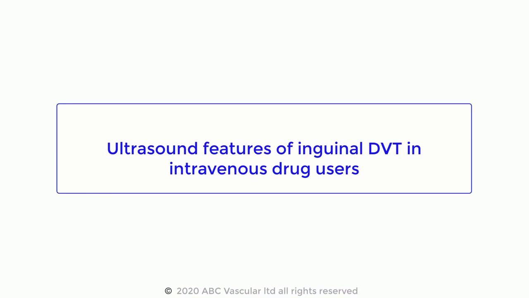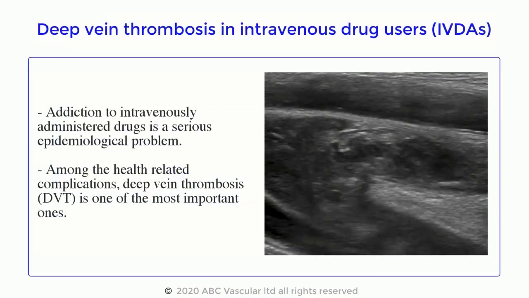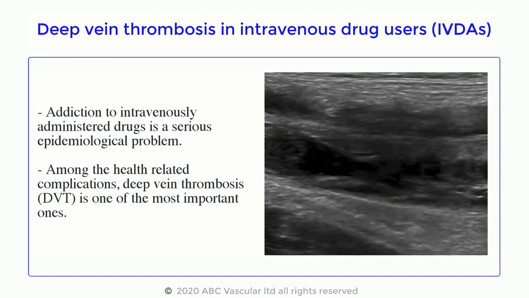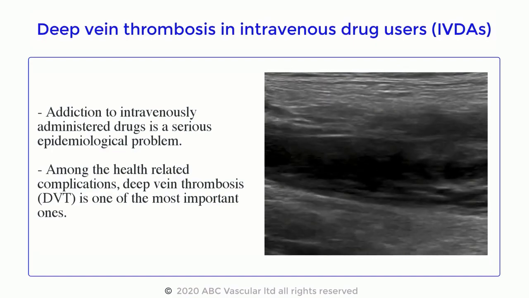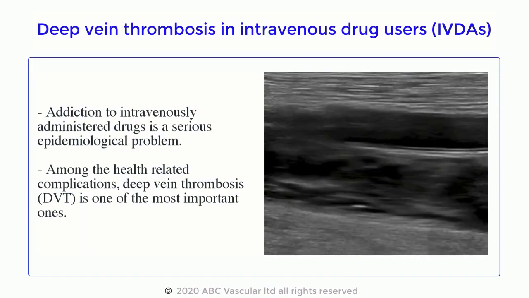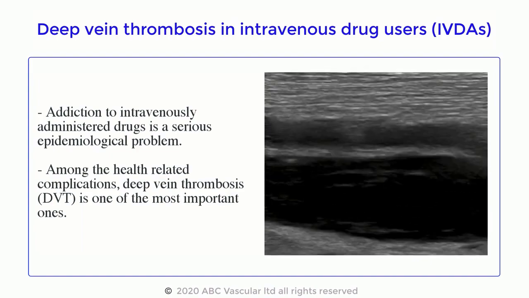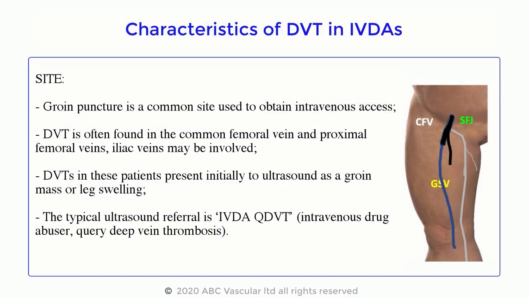Hi, and welcome to this ABC Vascular Ultrasound case study on the ultrasound features of inguinal deep vein thrombosis in intravenous drug users. Addiction to intravenously administered drugs is a serious epidemiological problem with several health-related complications. Deep vein thrombosis is the most common and serious one in this cohort of patients. Deep vein thrombosis in intravenously administered drug users is often found at the level of the groin, presenting as a mass.